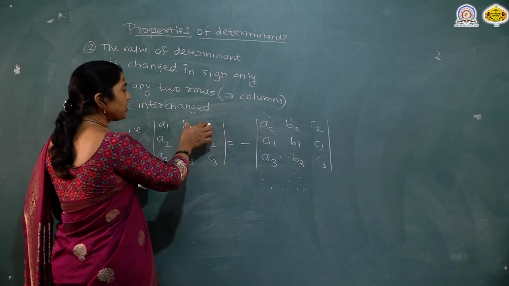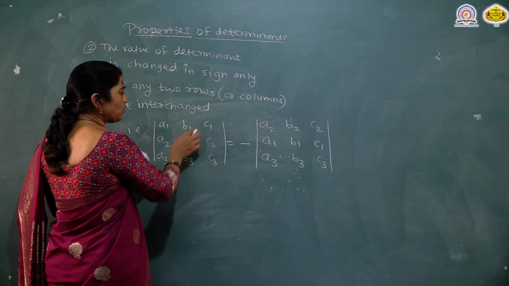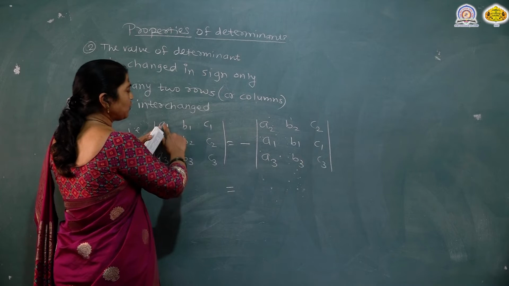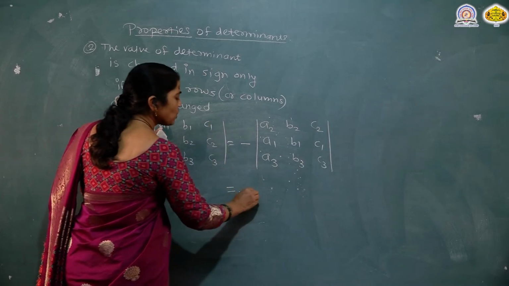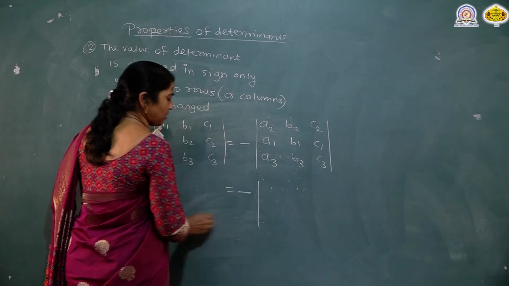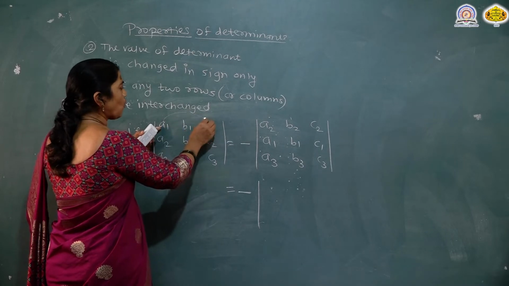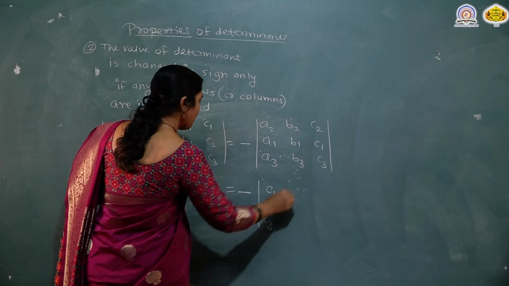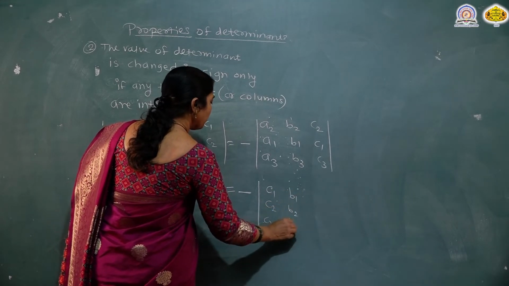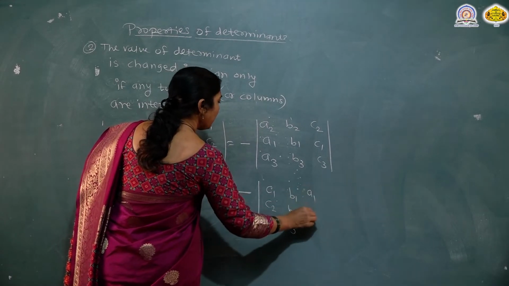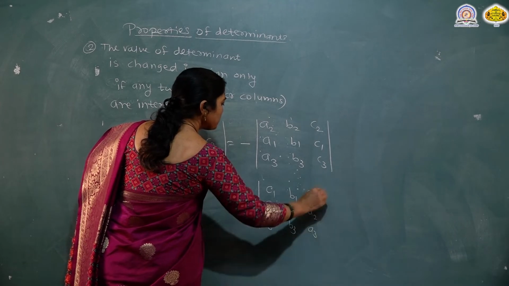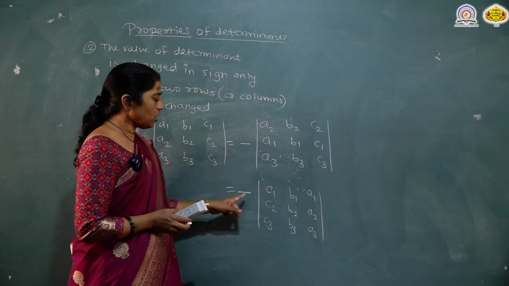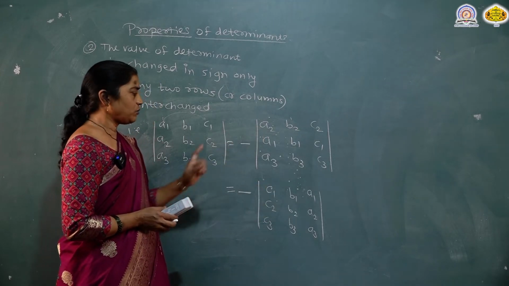Or even if we interchange any two columns, suppose I interchange the first and third columns. So I have to change the sign by minus. I am interchanging these two columns, so it becomes C1 C2 C3, B1 B2 B3 and A1 A2 A3. Observe that interchanging any two rows or any two columns changes the sign of the determinant.